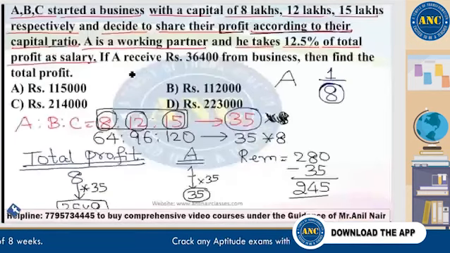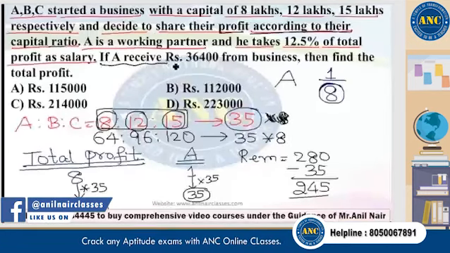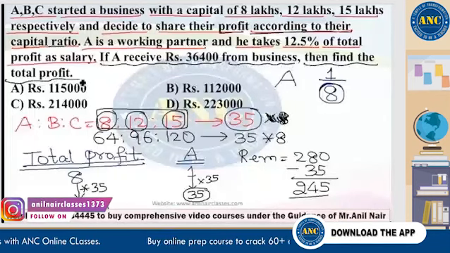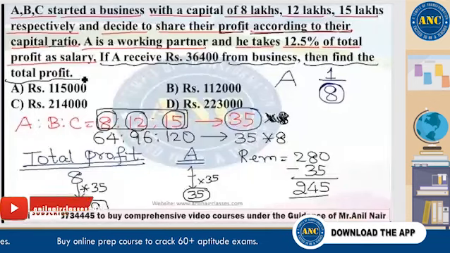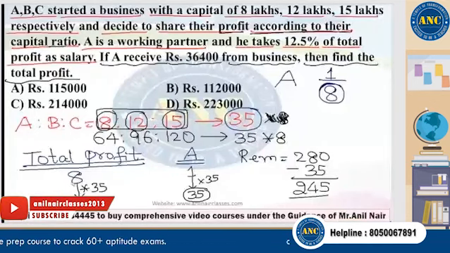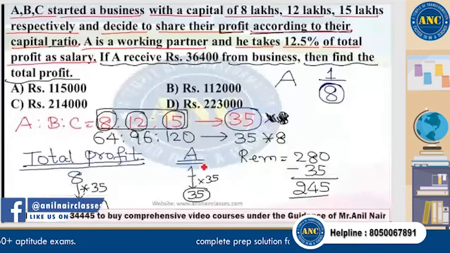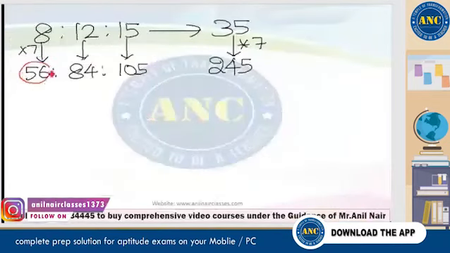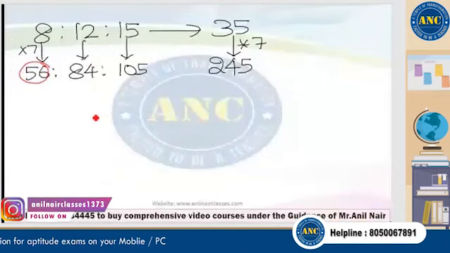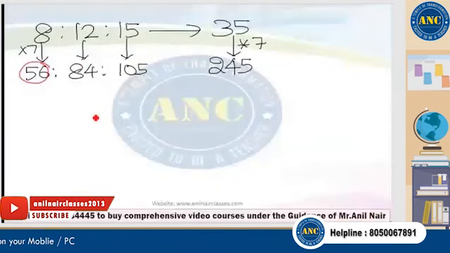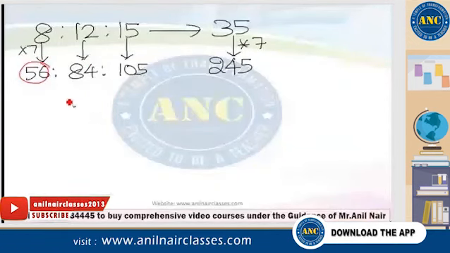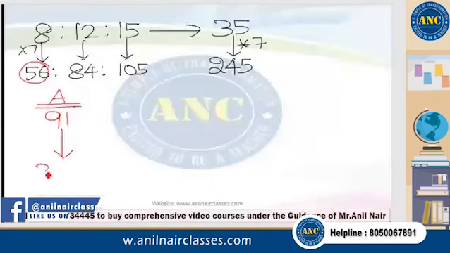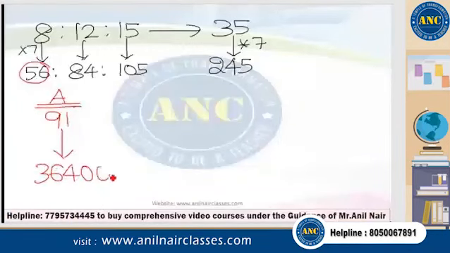But what is it that they are giving in the next statement, sir? If A receives rupees 36,400 from business, find the total profit. But according to our assumption, A is receiving how much? A is receiving 35 rupees here. A is also receiving 56 rupees here. Totally A is receiving 35 plus 56, so 91 rupees. Question says A is receiving 36,400.